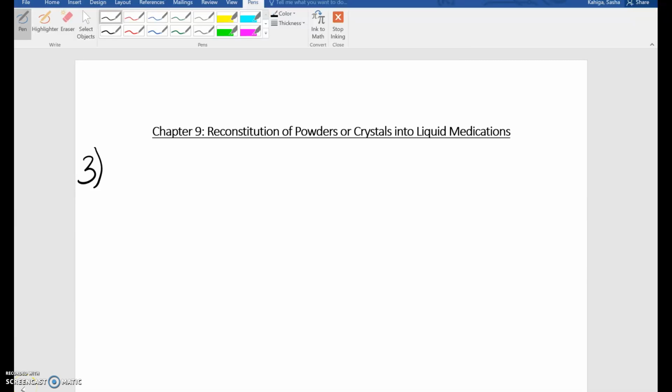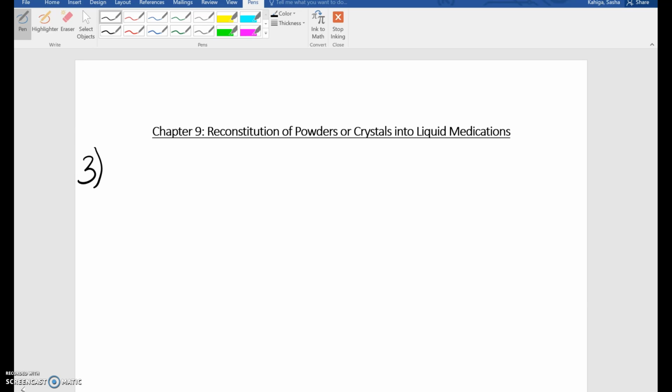Okay, class, this is Chapter 9, which is titled Reconstitution of Powders or Crystals into Liquid Medication. This is Lecture 4, and I am going to pick back up with the practice problems A, starting with number 3. But again, as usual, you should have already read your Chapter 9 within your book. You should have already reviewed the Chapter 9 PowerPoint and have read the Chapter 9 lecture notes provided to you within Blackboard. So moving on, we are on page 307 and we're looking at number 3.